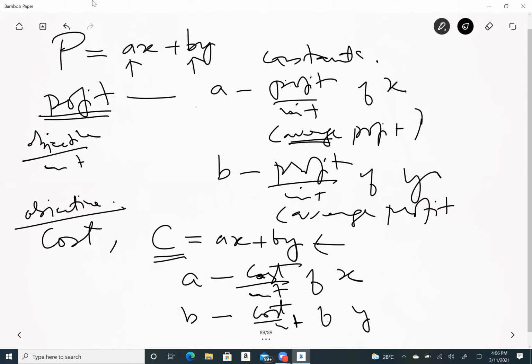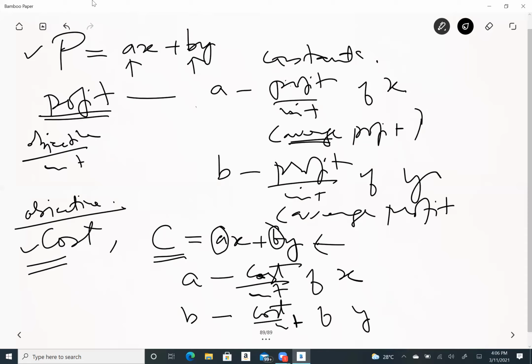So regardless of the objective, whatever the objective is, the coefficient will be the average measure of the objective with respect to that particular variable. But most of the time, we either deal with profit or with cost. So not much difference. We just know that it's profit per unit or cost per unit.